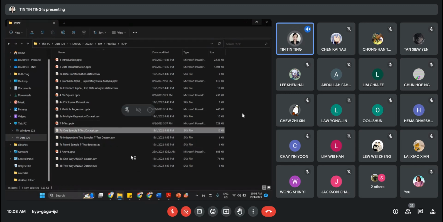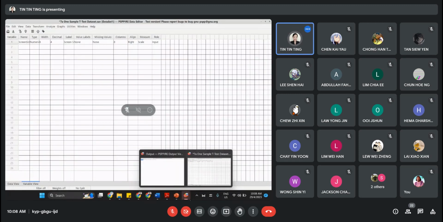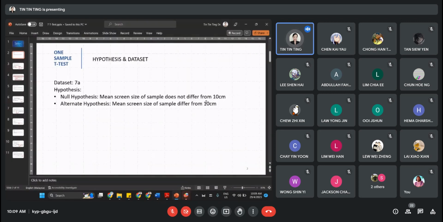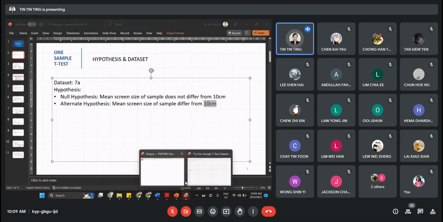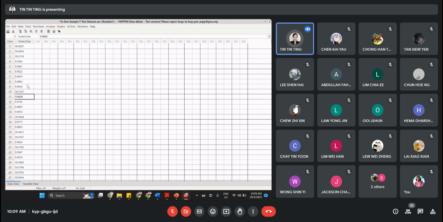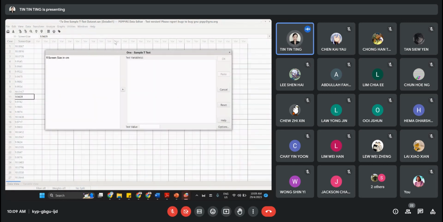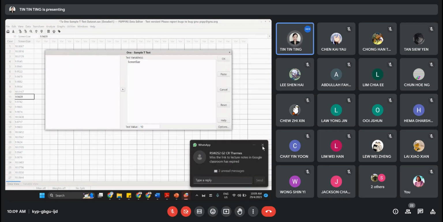The data set, try to open the data set. We have only one big group and the measurement of the screen size, for example, because we want to compare this screen size with a standard measurement, 10 cm. We want to find out whether the screen size of this one group of sample is different from the standard. So when you perform the one sample t-test, you will need to key in the standard measurement that you want to compare it with.